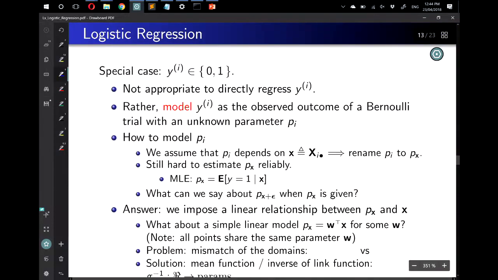Okay, so let's move on to talk about logistic regression. The major difference between logistic regression and linear regression is that now the observed variable is not a real number. It is constrained to be 0 or 1.